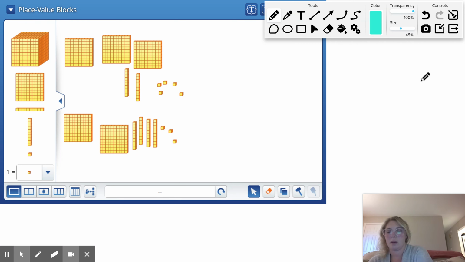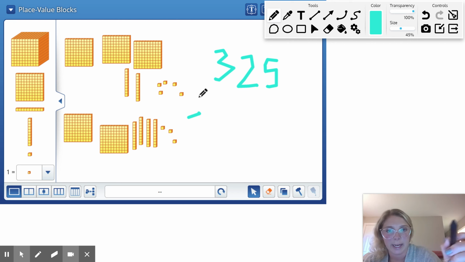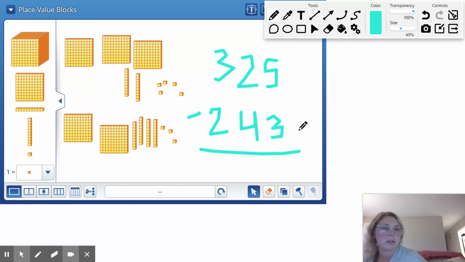So we have 3 hundreds, 2 tens worth 20, and 1, 2, 3, 4, 5 ones. So 325. If I was going to subtract, I have 2 hundreds, 1, 2, 3, 4 tens, and 3 ones. So we still are subtracting. We are still starting out in our ones place. So 5 minus 3, can I do it? You always have to think, can I do it? If I have 5 things, can I take 3 away? Yes, I would get 2.